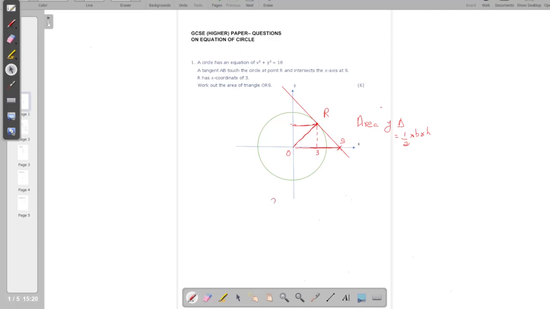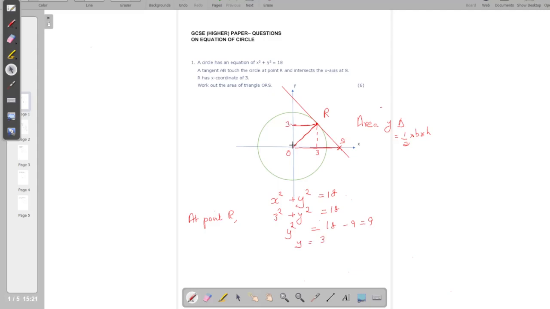So what we'll do is we'll use this equation, x squared plus y squared is 18. At point R, x is 3, so it's 3 squared plus y squared is 18. Therefore, y squared is equal to 18 take away 9, which is 9. Therefore, y is square root of 9, which is 3. So we know this is 3 now.